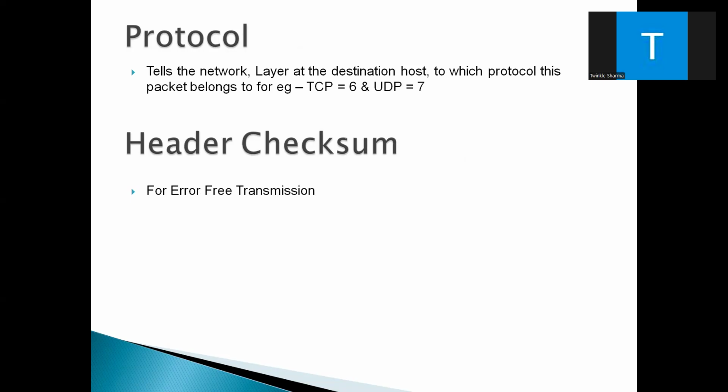Protocol tells the network layer at the destination host which protocol this packet belongs to. For example, TCP is equal to 6, UDP is equal to 17. Then we have the header checksum, which is used to ensure error-free transmission.